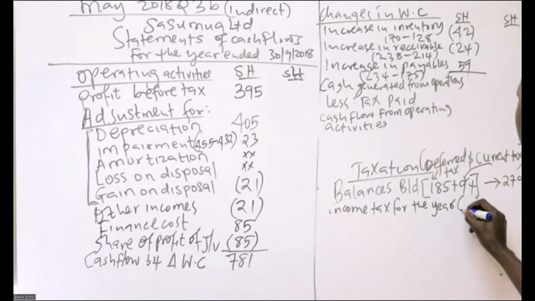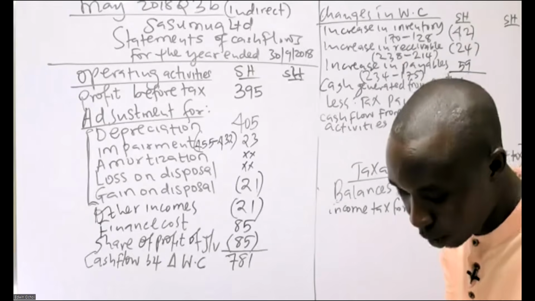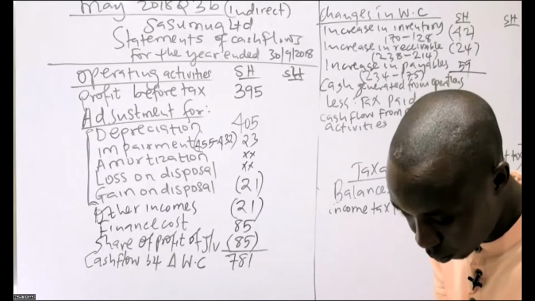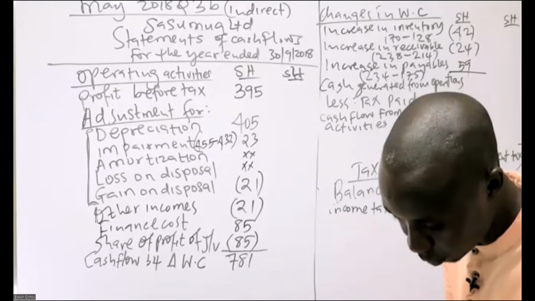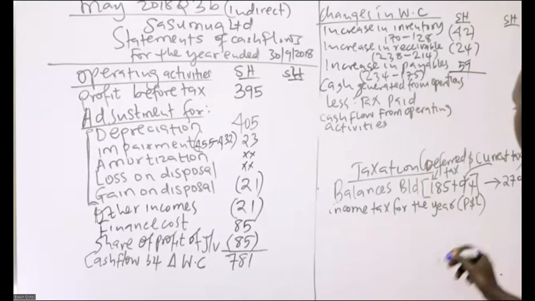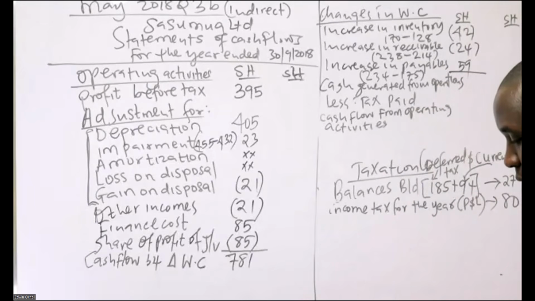This one is from the P&L. From your income statement, there was that tax which they were to pay for that year, income tax of 80. So 279 plus 80 is 359.